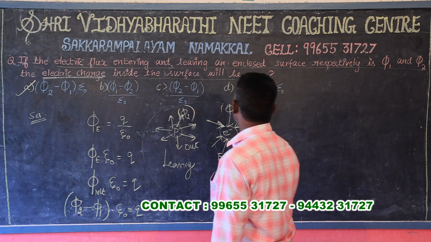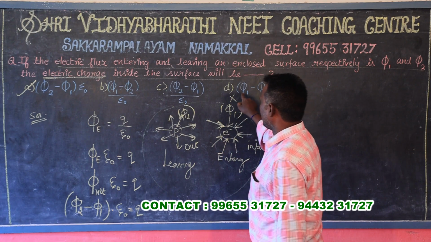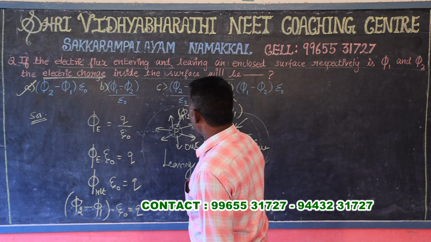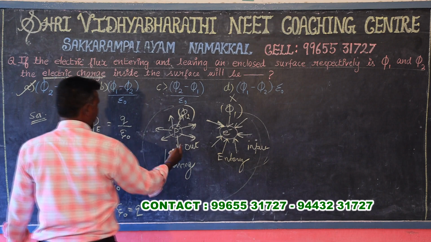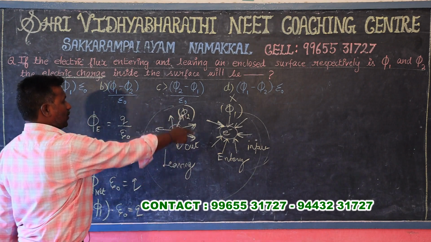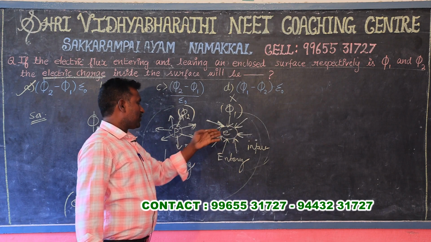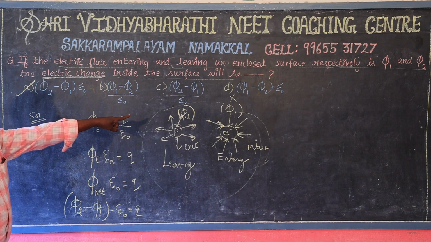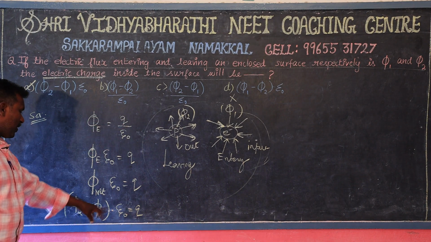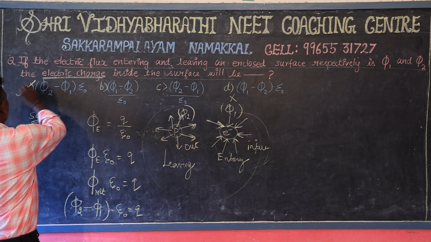So D is a wrong answer. Why? Because phi net means output minus input. Output is the proton, leaving; input is the electron. Output can be represented by phi 2. Phi 2 minus phi 1 into epsilon naught equals Q. This is the correct answer. So option A is the correct answer.